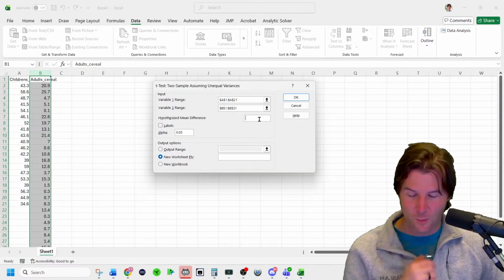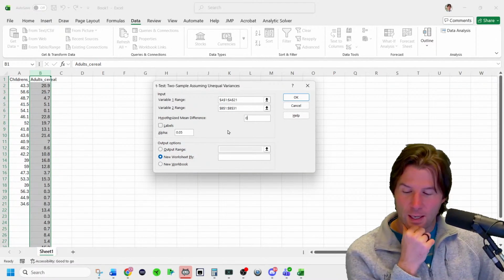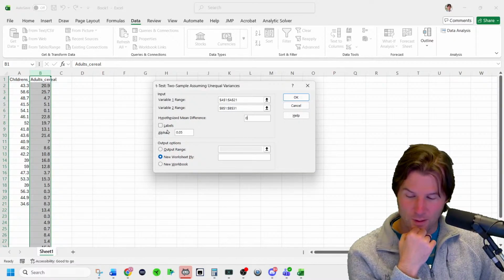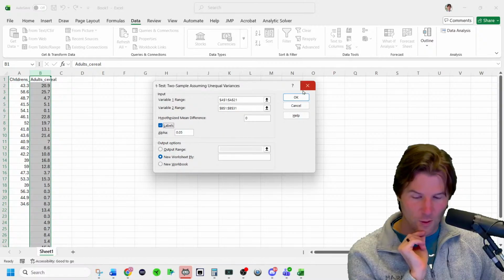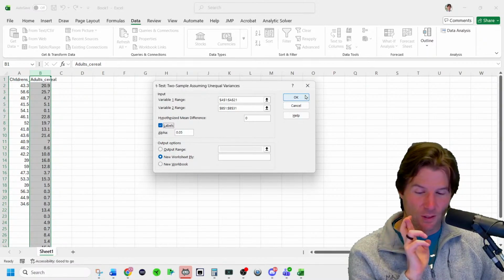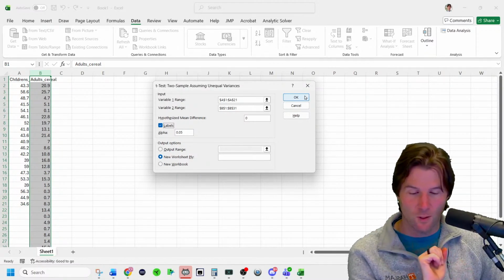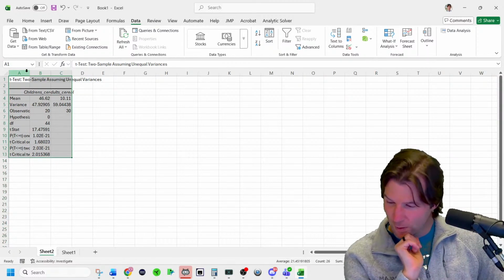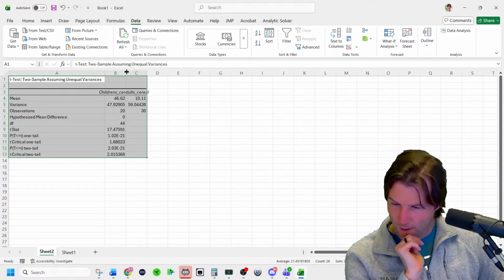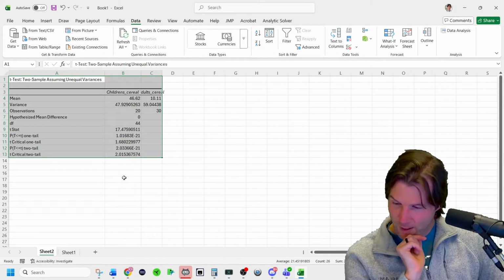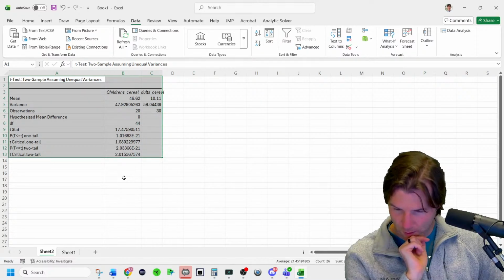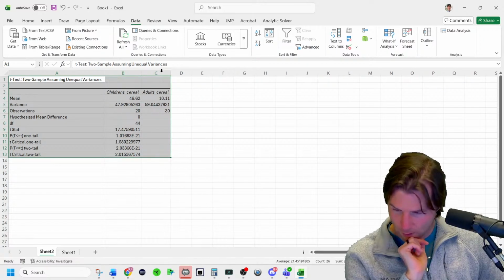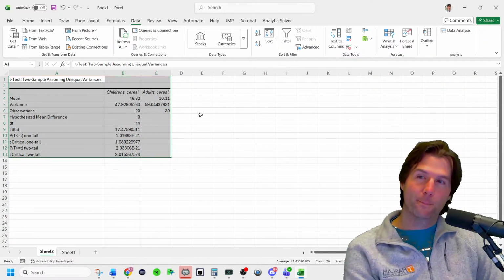Hypothesized difference, we could just put in 0 for right now. And we do have an alpha. Let's put labels are in the first column. And new worksheet. Let's hope it gives everything I want for this. It's going to do a test, which is okay, but I want the interval. And here we go. What did it give? It might not have given what we needed. Well, darn. Oh, boy. So, we have a small issue.